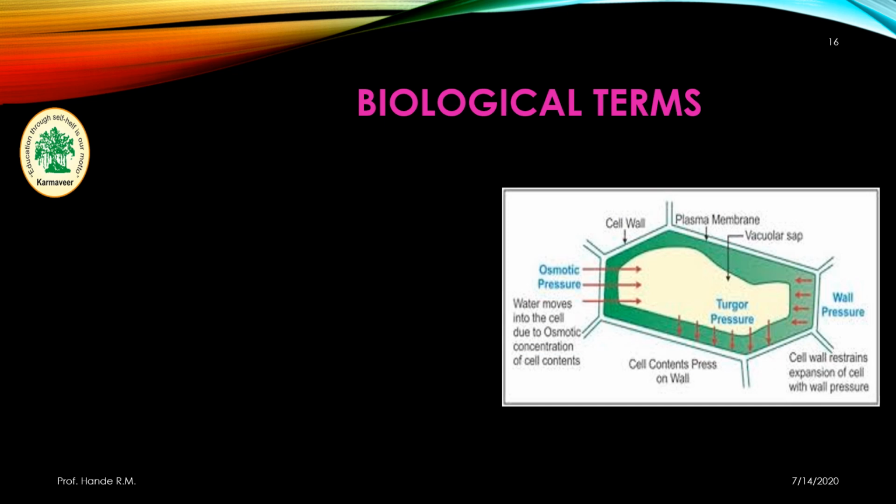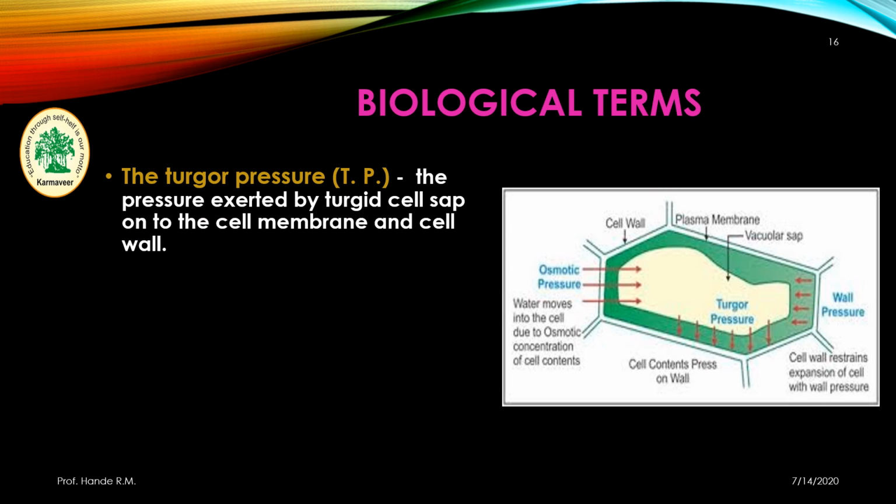Some biological terms: first is turgor pressure and second is wall pressure. First is turgor pressure. Turgor pressure is also known as TP. The pressure exerted by the turgid cell sap on the cell membrane and the cell wall is known as turgor pressure. This is the turgor pressure due to the turgidity of the cell. Turgor pressure is due to the fully turgid cell, and in a fully turgid cell DPD is 0.